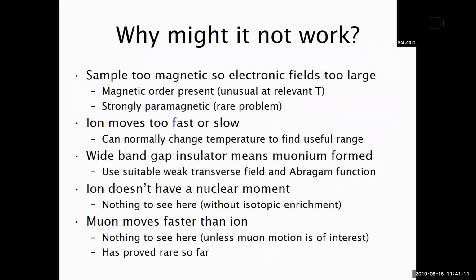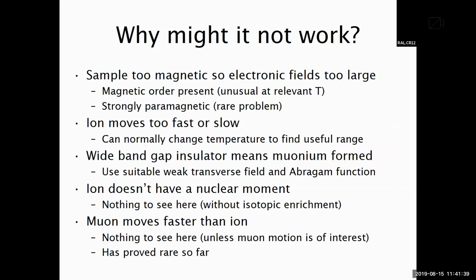If your sample was too magnetic, then the fields from the electrons would be really big, and you wouldn't see the fields from the nucleus. That could be because you've got magnetic order. But at the temperatures ions normally move, that's pretty unusual. Strong paramagnetism can happen. That's certainly caused problems in some studies. Ions don't always move at the rate that the muon is sensitive to. But if that's the case, you can just warm the sample up or cool it down, and often you'll be able to find a region that works.